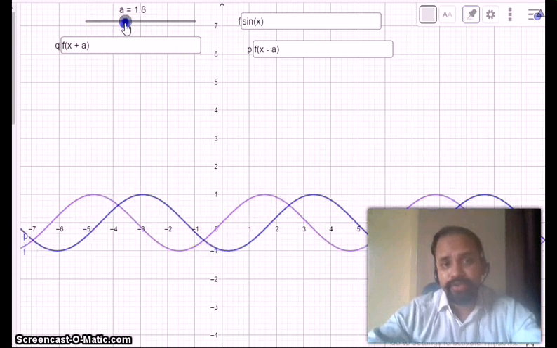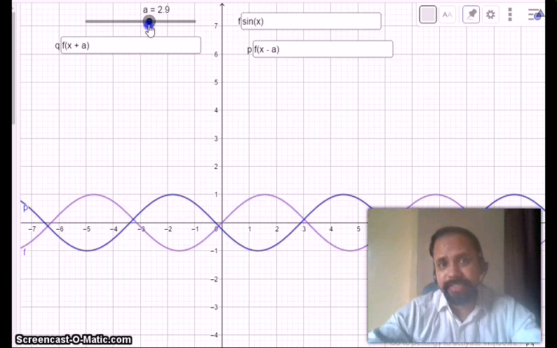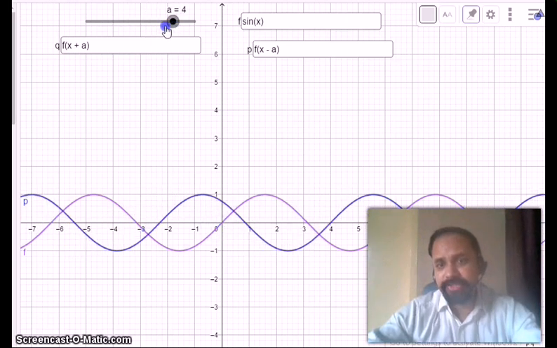If we have a equals 2, then it is 2 units to the right, then 3, then 3 units to the right, and so on.